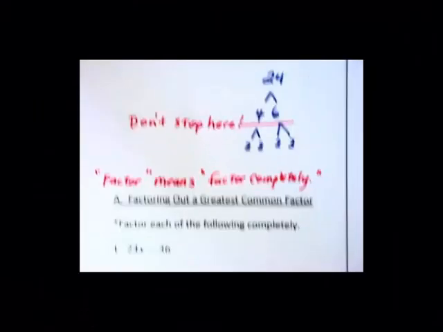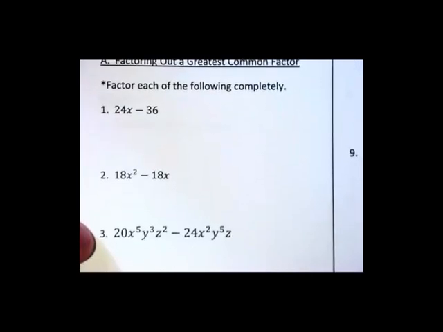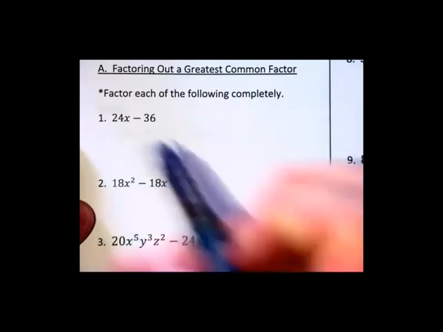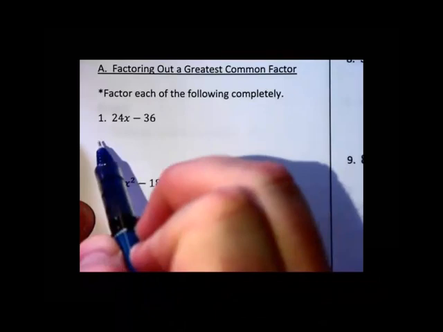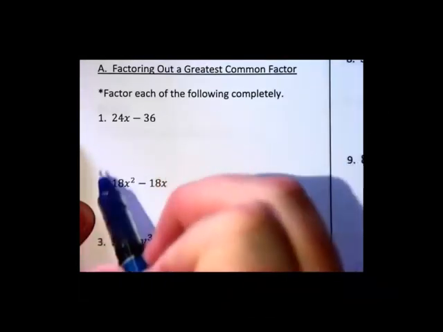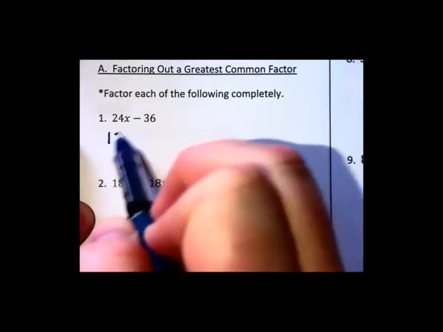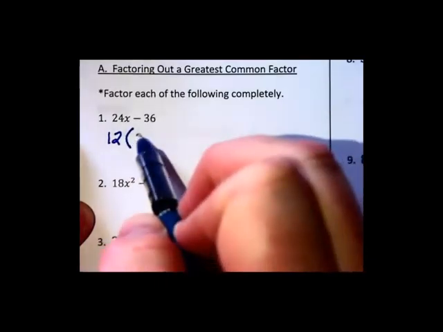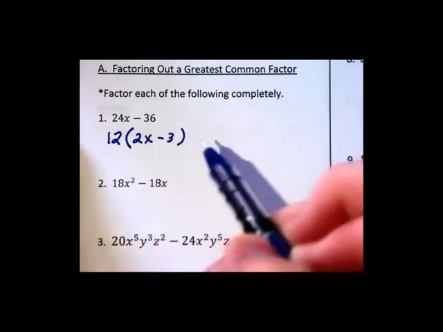In this chapter we're going to learn quite a few methods of factoring, and the first and most important is that of factoring out a least common or greatest common factor. When you look at this 24x minus 36, you're supposed to ask what is the largest expression that will go both into 24x and negative 36, and the answer is 12. We're going to divide out the 12 and have 2x minus 3 left over.